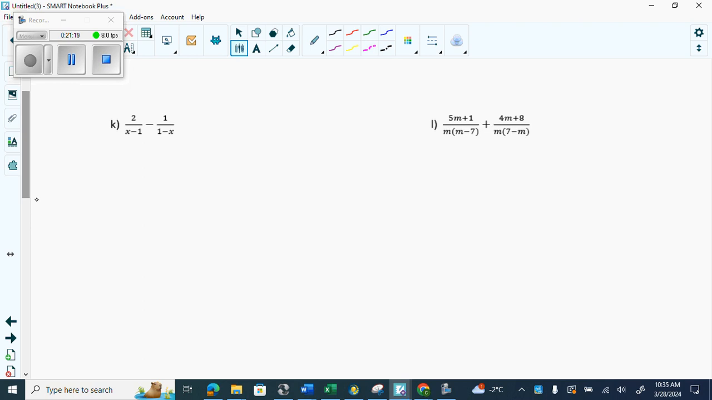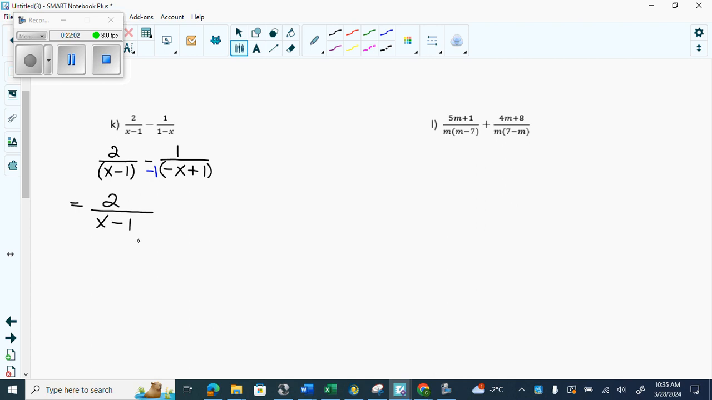Last two. I have x minus 1 and 1 minus x. I'm going to rewrite it as 2 over x minus 1 minus 1 over, how would I rearrange that? Negative x plus 1. So are they the same? No. They're the same but with wrong signs. They're twins, but dressed differently. So as long as they're exactly the same but with the wrong sign, they are actually twins. How do I fix the problem? Take out a negative 1. So now I'm going to get 2 over x minus 1.